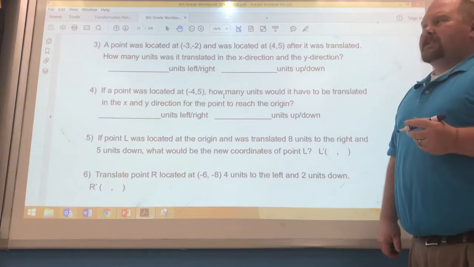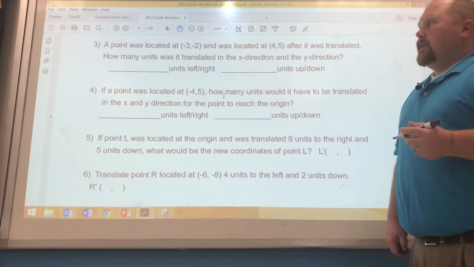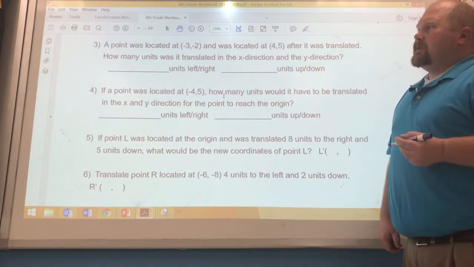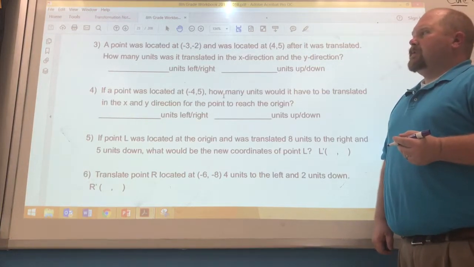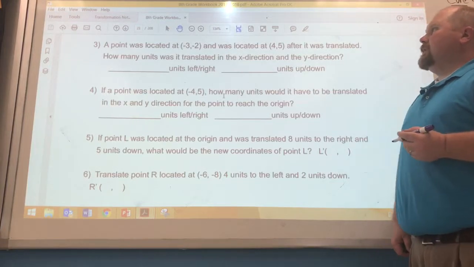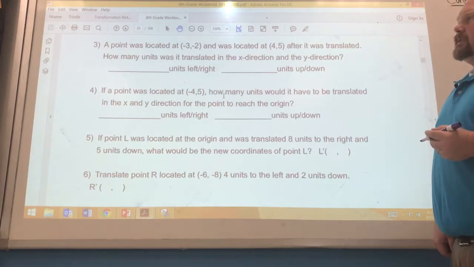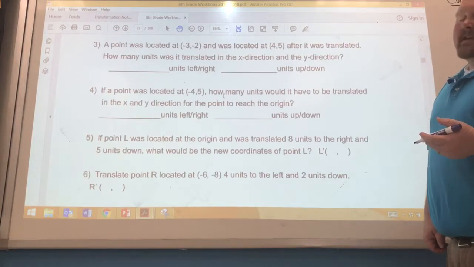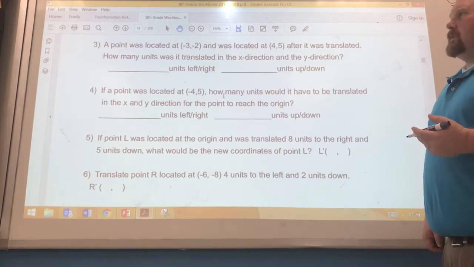Alright, this is workbook page 22, problems 3 and 4. They're slightly more complicated than the other problems we've worked on so far. Number 3 says a point was located at -3, -2 and is located at 4, 5 after it was translated. How many units was it translated in the x direction and how many units was it translated in the y direction? And it also asks you to figure out which direction.